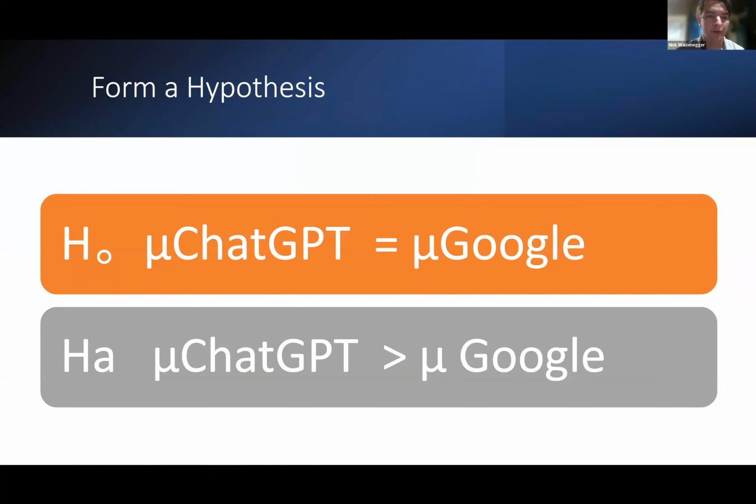Our hypotheses were that the mean of the BLEU scores, which we'll get to in a second, of ChatGPT will be equal to the mean scores of Google Translate. That was our null. Our alternative was that ChatGPT's mean BLEU scores would be greater than Google Translate's.